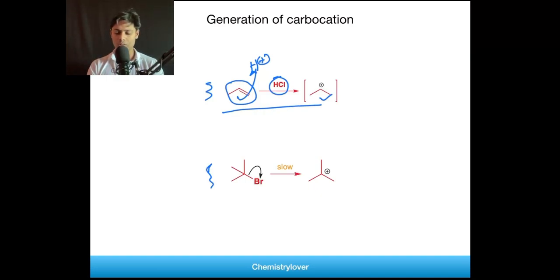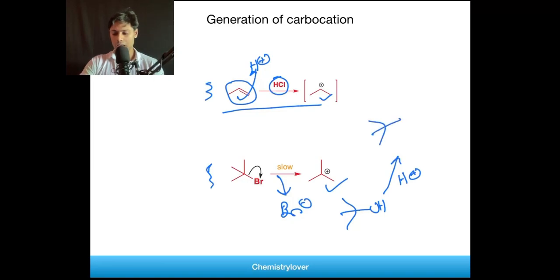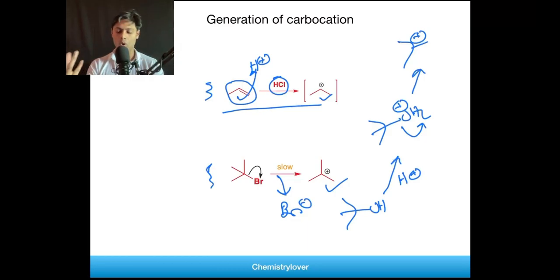Another way of generation of carbocation is by the removal of some leaving group. In this case bromide is leaving as the leaving group and you are getting this carbocation. Similarly, if you have a tertiary alcohol and you do protonation of that, you can also generate carbocation because water will be eliminated and you will get this carbocation. So this is how you can generate carbocation, either by protonation of some unsaturated species or by the removal of some leaving group like halide or water, etc.